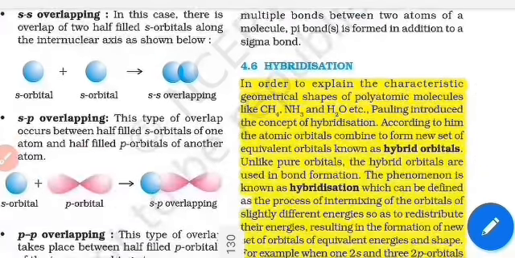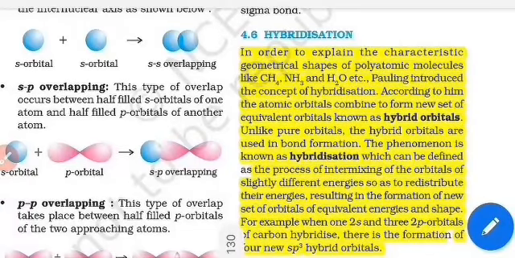Now, to understand the geometry of many polyatomic molecules, we should understand the concept of hybridization because it helps to describe the geometry of molecules. This theory was developed by Pauling, and according to him, the atomic orbitals combine to form a new set of equivalent orbitals, and these orbitals are known as hybrid orbitals. Unlike pure orbitals, the hybrid orbitals are used in bond formation, and this phenomenon of intermixing of orbitals is called hybridization.